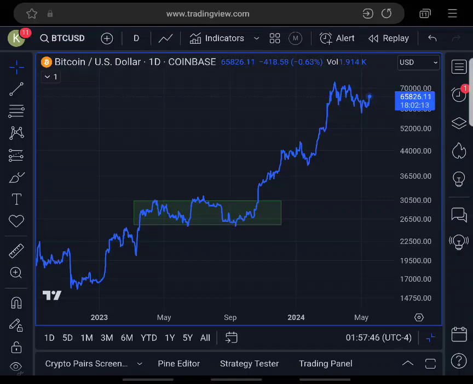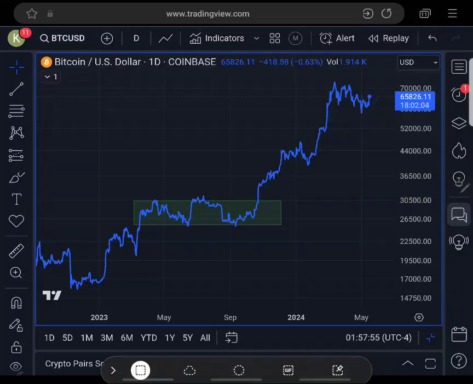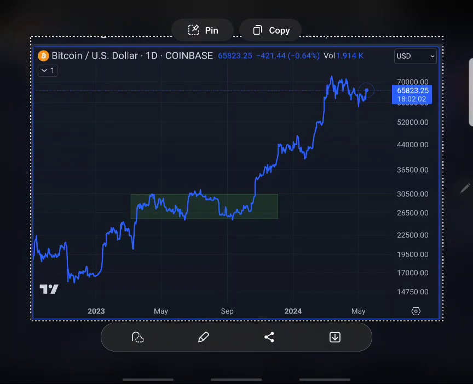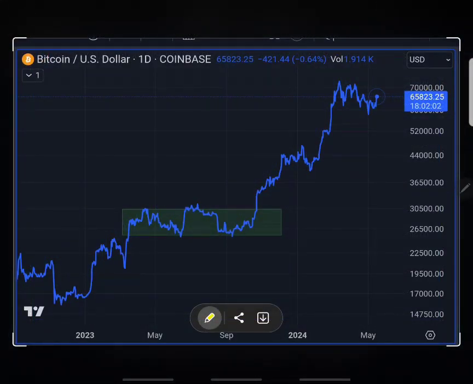So on this daily chart, what you can denote from it is a series of higher highs and higher lows. Let me just take a screenshot and we will dig into it. So after a series of lower lows and lower highs in 2022, you had a higher high. And then you had a series of higher highs, higher lows, higher high, higher low, higher high. And there was your trend.